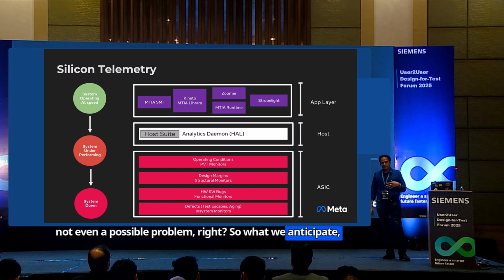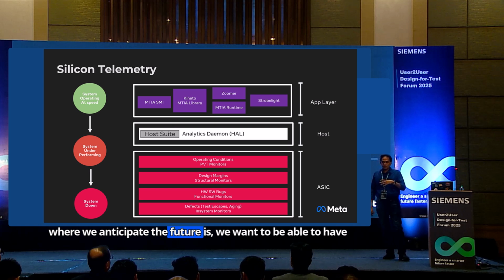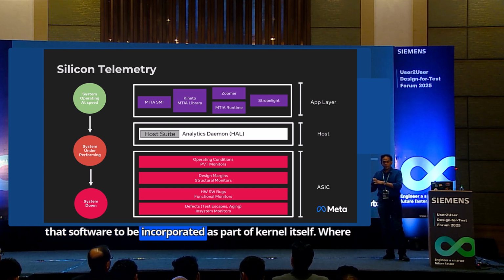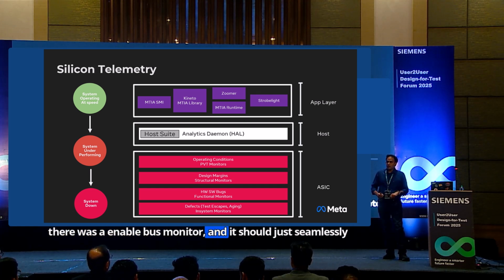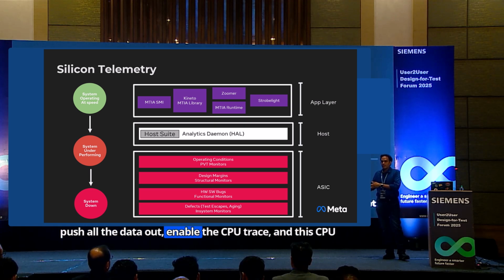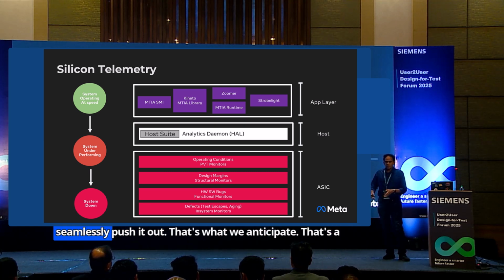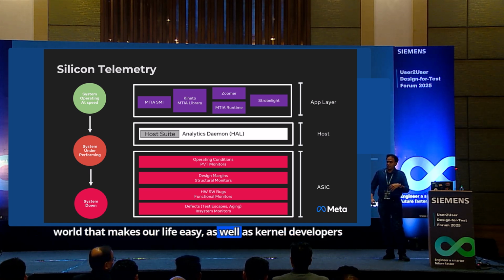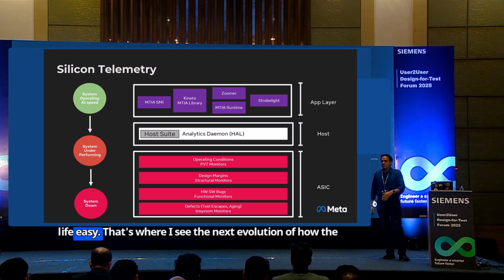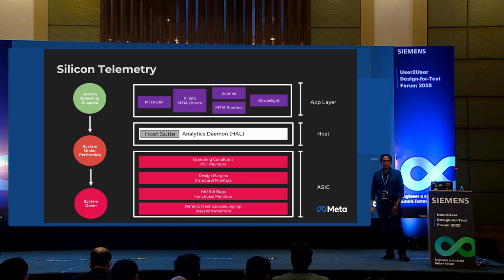So where we anticipate the future is, we want to have that software incorporated as part of the kernel itself, where they will say, hey, enable bus monitor, and it should just seamlessly push all the data out. Enable the CPU trace, and this CPU instruction is causing the longest execution, and it should seamlessly push it out. That's what we anticipate. That's a world that makes our life easy as well as the kernel developers' life easy. That's where I see the next evolution of how the debug infrastructure will be.